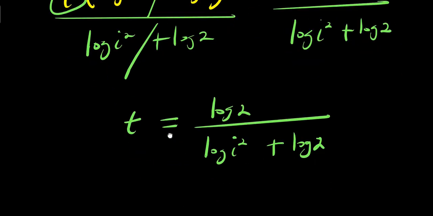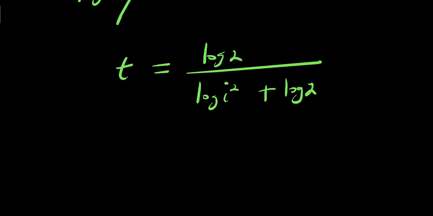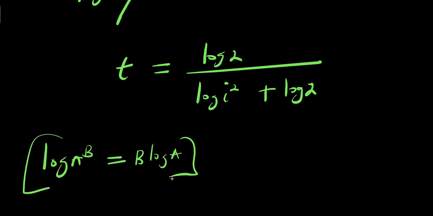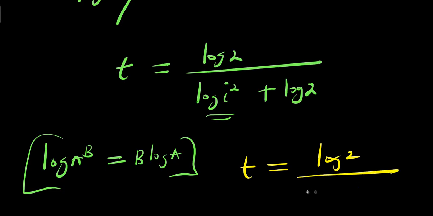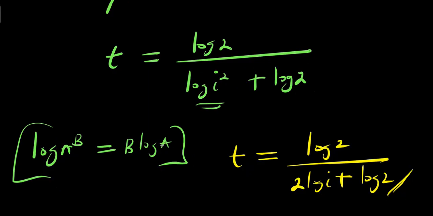Now, going by this logarithm property again, if you have log a to the power b, this equals b log a. So we can apply this property here. That means the 2 will come in front of the log. So our t equals log 2 divided by 2 log i plus log 2. So this is our solution as well.